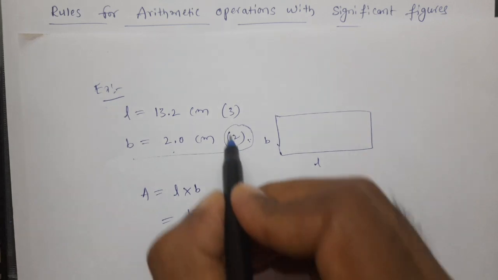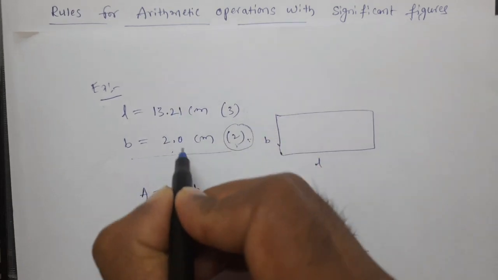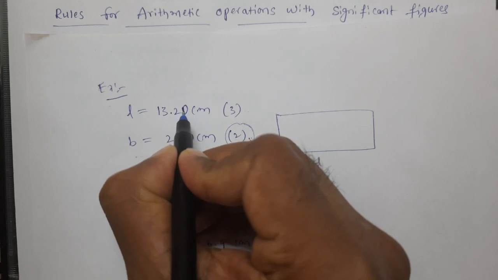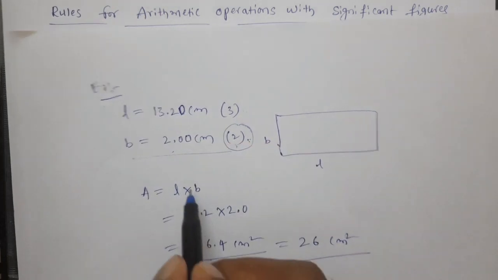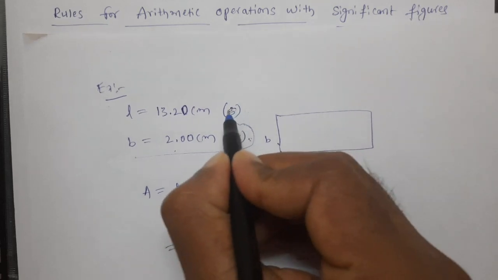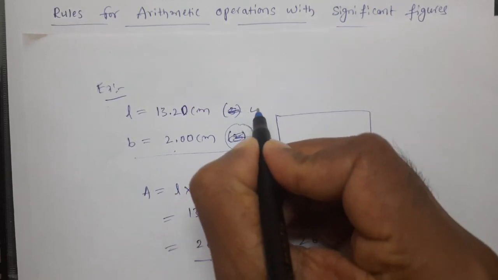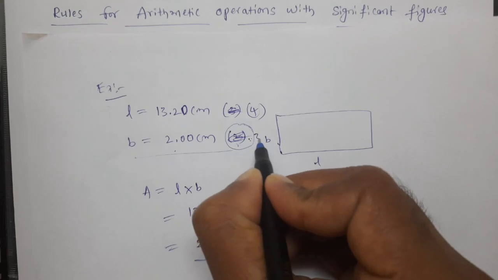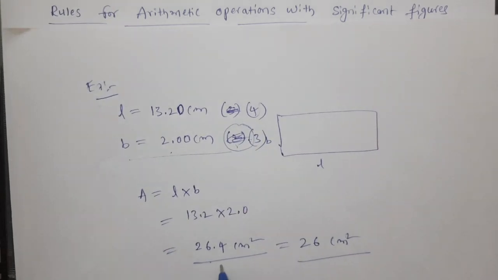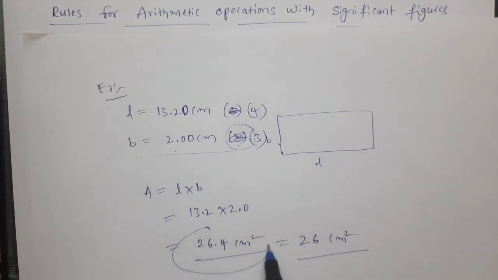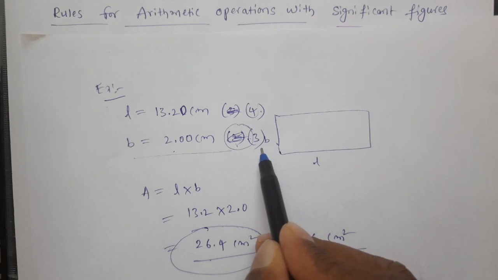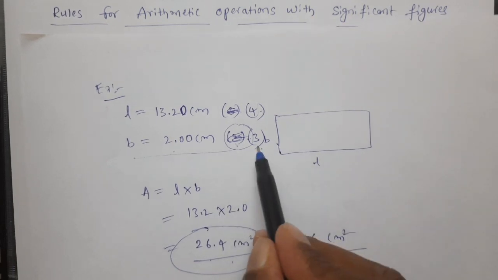That means suppose here I have 13.20, and let's say this is 2.00. So in this case, how many significant figures are there? 4. And here how many significant figures are there? 3. Now in this case, what happens, guys? Here we have 4 significant figures, here we have 3 significant figures. So the final answer should be given with 3 significant figures.